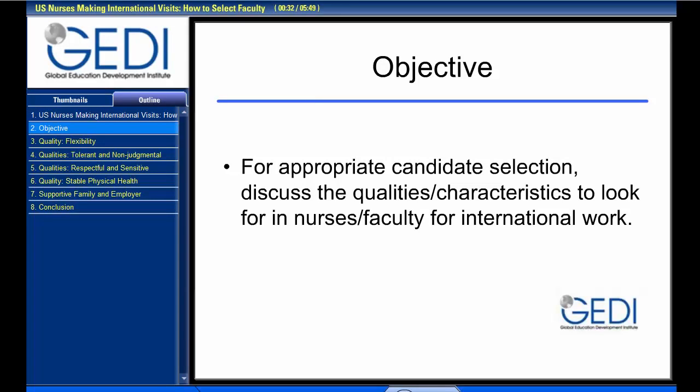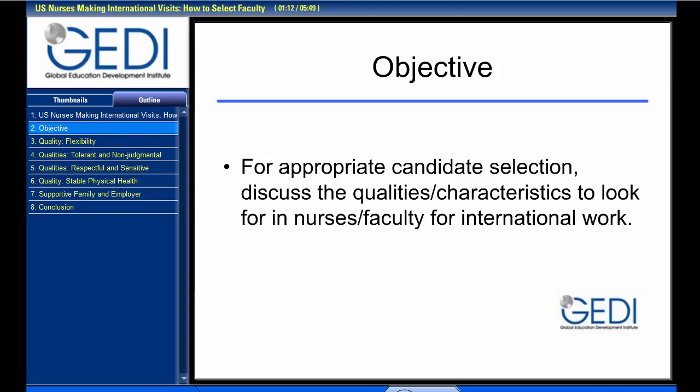So the objective is, for appropriate candidate selection, discussing the qualities and characteristics to look for in nurses and faculty for international work. Having the chance to collaborate with our foreign educational colleagues is a wonderful opportunity for several reasons. From a professional standpoint, you're able to share knowledge, disseminate best practices, and over time, create an impact on global health, as well as on your own well-being. Personally, you get to travel to new areas, experience the customs and cultures, and meet new people.